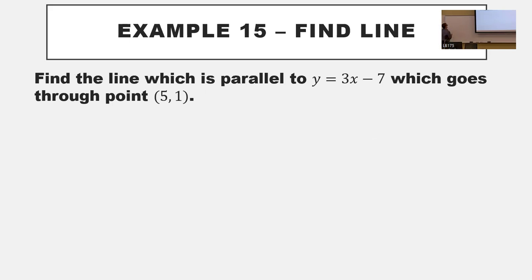Let's go ahead and do this one. I'll have you guys do this one on your own. Find the equation of the line that is parallel to y equals 3x minus 7 and goes through the point 5, 1.